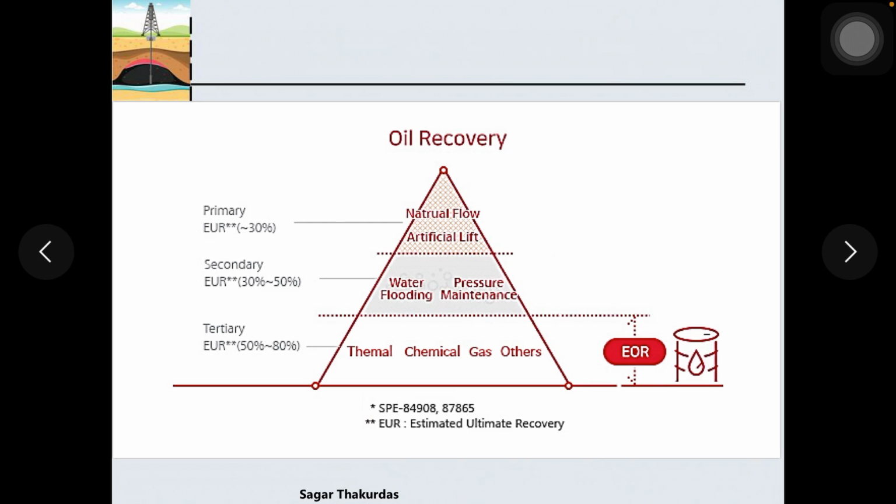Although the contribution made by primary recovery method is very small, you have to make sure that you can utilize maximum or complete natural sources of energy and then go for secondary and tertiary recovery methods to produce oil and gas at profitable rates.